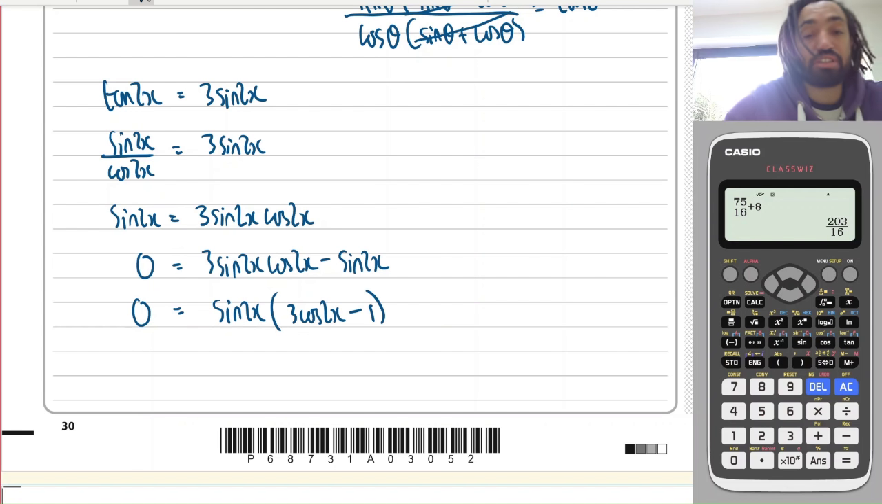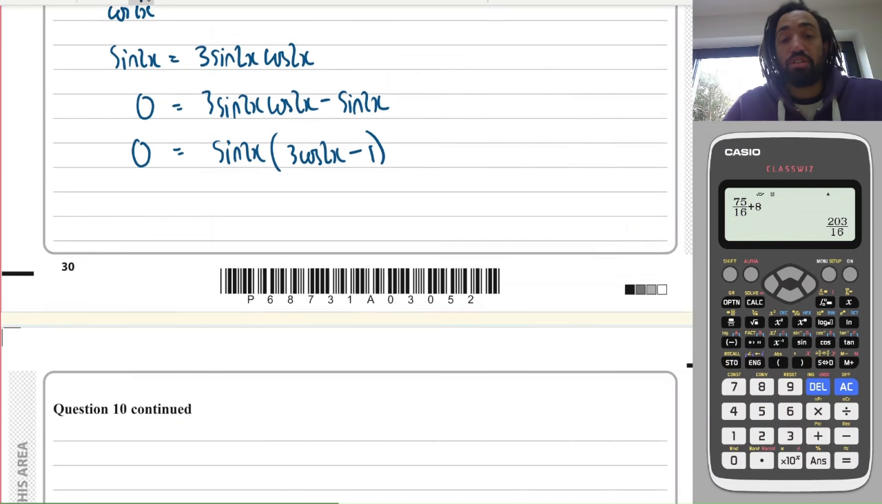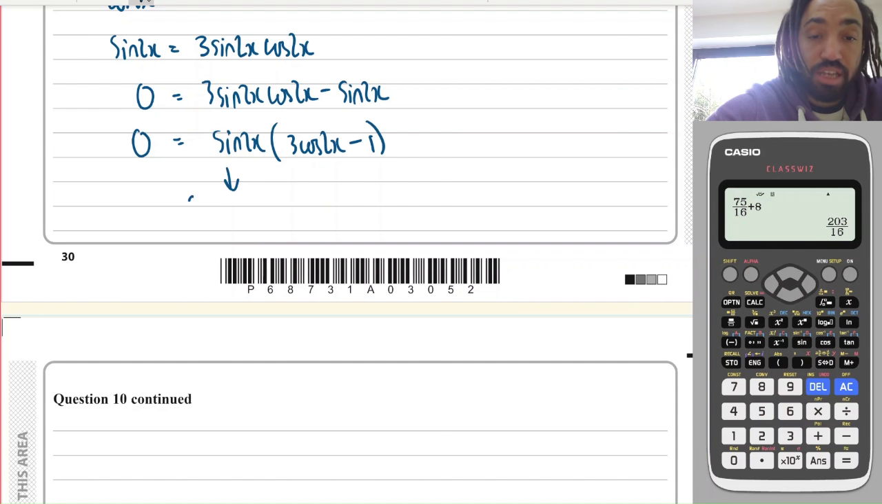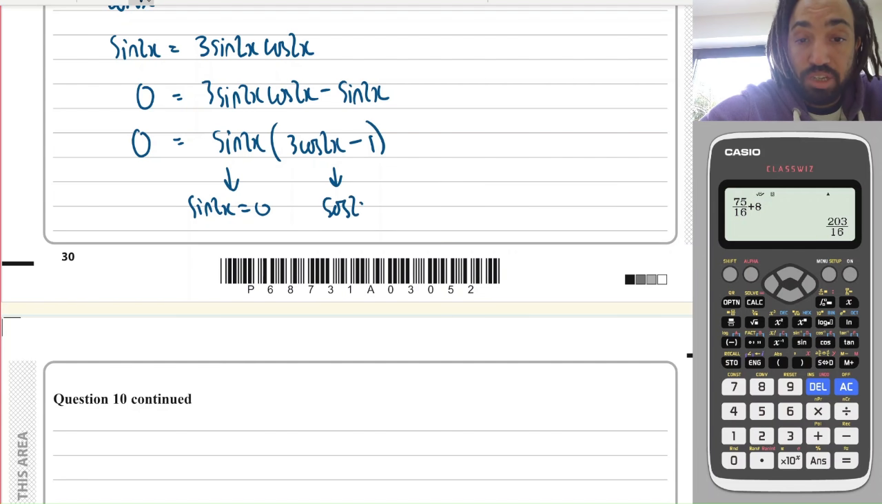And I'm going to get this. Great. Now, where are the solutions? Well, there's one solution here if sine 2x equals 0, and there's one solution here if cos 2x equals a third.